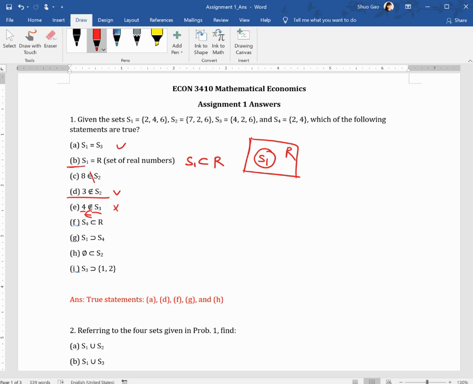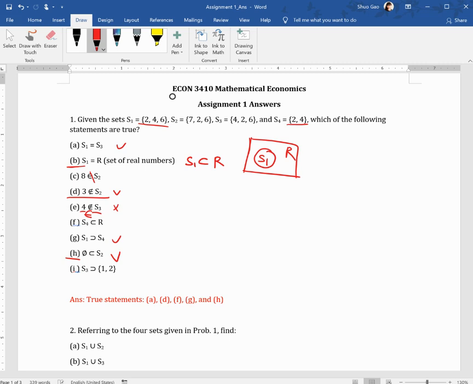So F is also right because S4 is a subset of the real numbers. And G is also right because S4 has 2 elements, 2 and 4. S1 has 3 elements, 2, 4, and 6. And 2, 4 is part of 2, 4, 6. So S4 is a subset of S1.